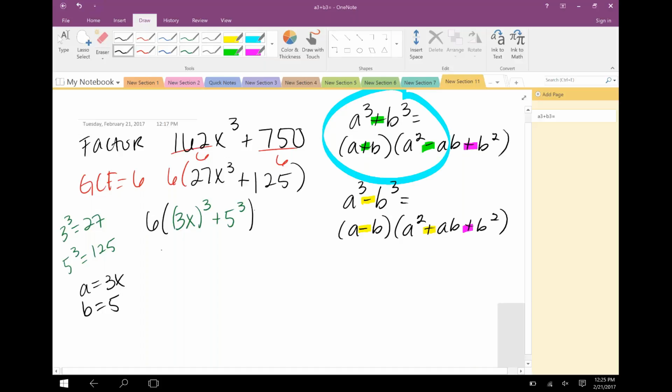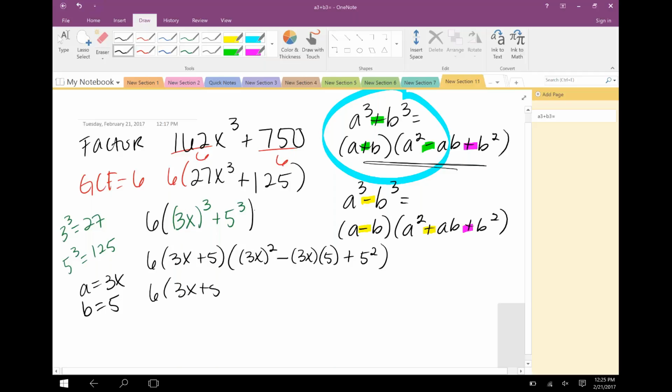So let's go ahead and start plugging this in. So a plus b, that's going to be 3x plus 5, times a squared. Please be careful here. So many people just put 3x squared, but you're squaring all of a. So we're just going to write it like this for now, minus a times b, plus b squared. Okay, so now I'm going to say that 6 times (3x plus 5).